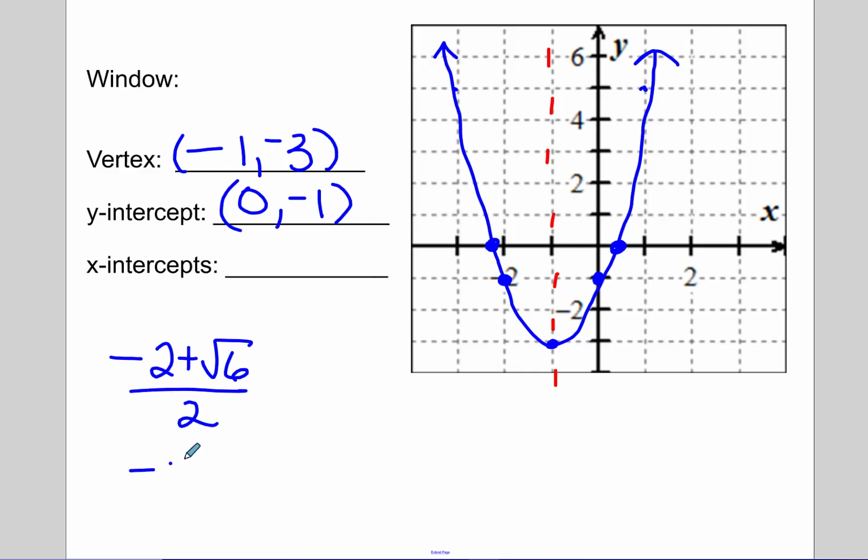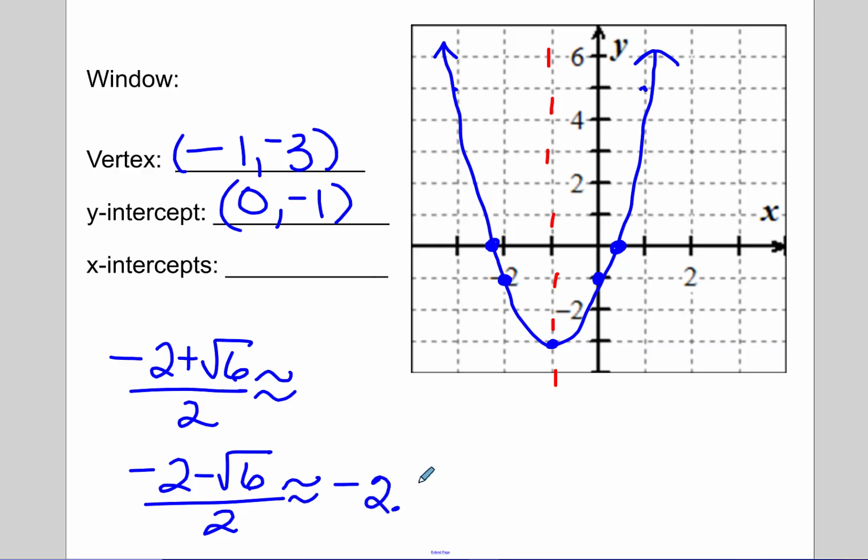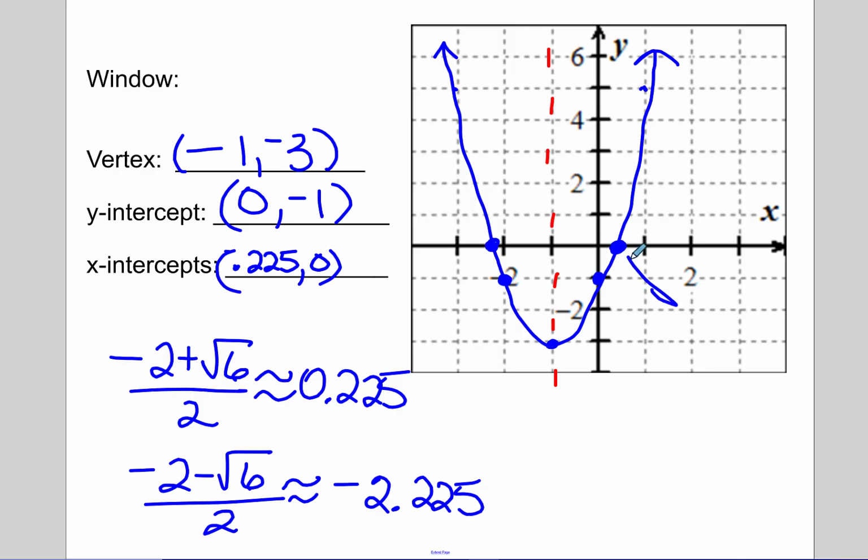And you can either label them independently. This is a little messy. Or you can take your calculator out and find out that this one is -2.225 and this one is positive 0.225. So I have 0.225, which is this one right here, and then -2.225, which is the one on the left.